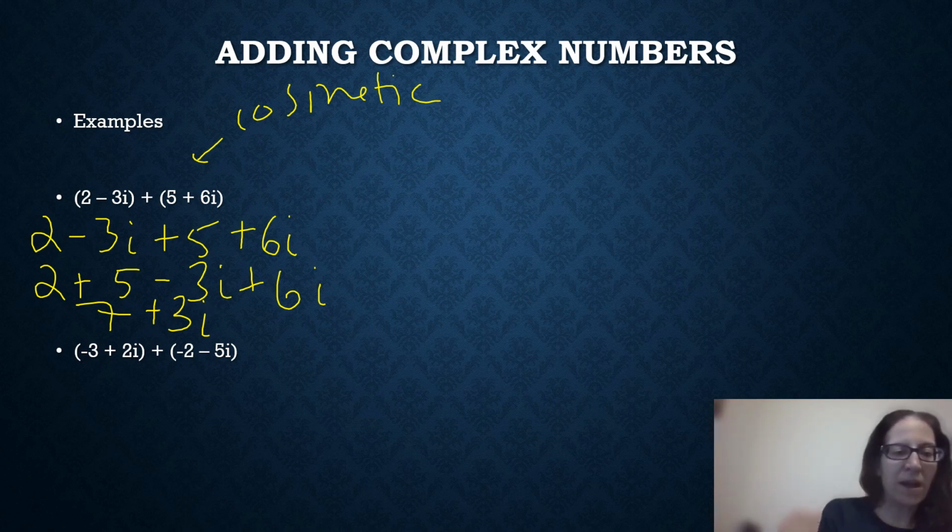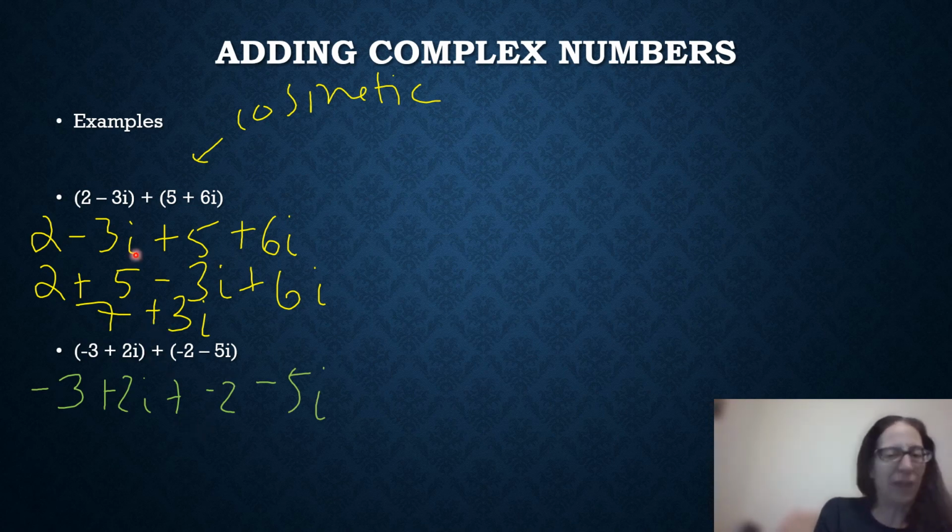Second problem, I am going to do the removal of the parentheses again. You might find this a little bit awkward where it's like plus and then a negative. If you'd like to change that to subtraction, you can. And then what most of us would do is we're not going to bother rewriting the order. We're going to say negative 3 plus negative 2 is negative 5. And 2i minus 5i is negative 3i.